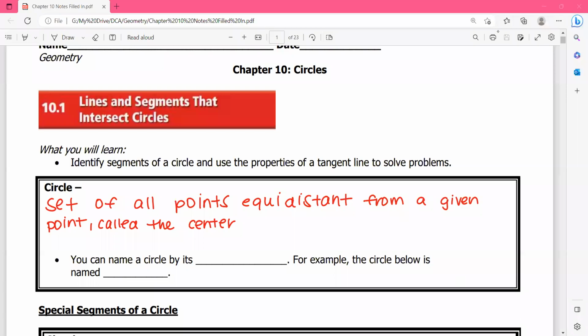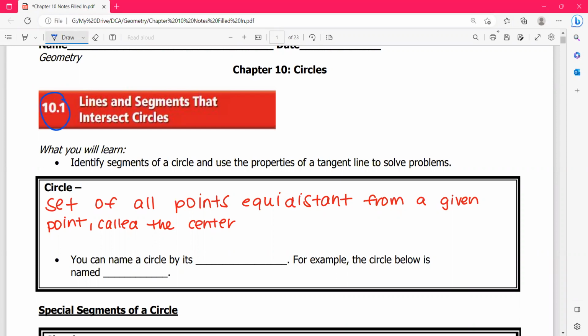Hey everyone, so this is our first video all about circles, and there's a lot for us to learn about circles, more than you already know. So this first section is 10.1. Section 10.1, we're going to talk a lot about vocabulary.